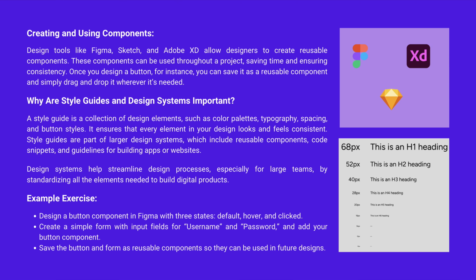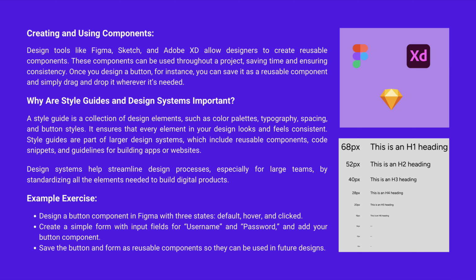Now, how can we create components? And why are these important? We can use tools like Figma, Sketch, and Adobe XD to create our components. Why are style guides and design systems important? A style guide is a collection of design elements such as the color palettes, typography, spacing, and button styles. It ensures that every element in your design looks and feels consistent. Style guides are part of a larger design system which include reusable components, code snippets, and guidelines for building apps or websites.